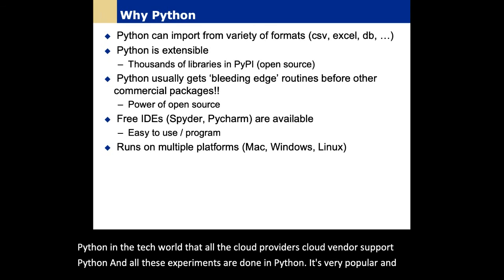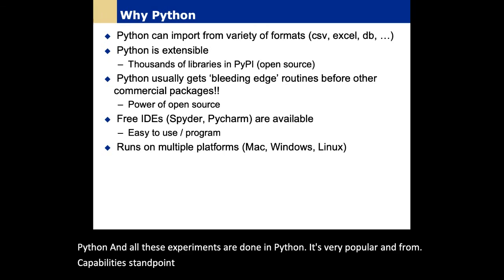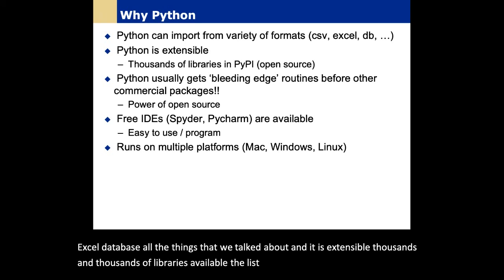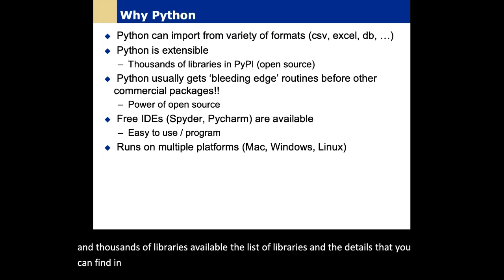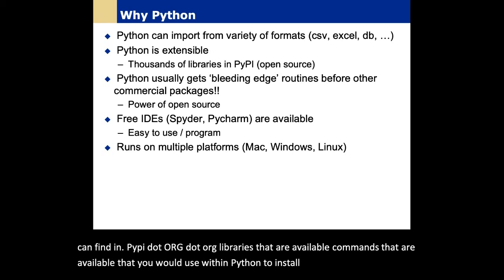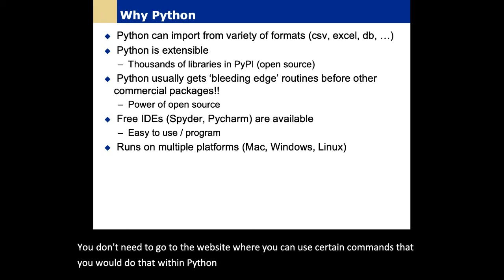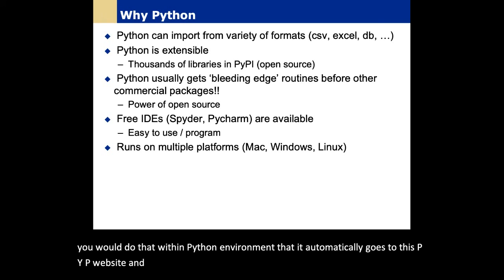And from a capability standpoint, it supports a variety of formats: comma separated values, Excel, database, all the things that we talked about. And it is extensible, with thousands and thousands of libraries available. The list of libraries and the details you can find at pypi.org, where you would see all the libraries that are available. And there are commands that you would use within Python to install them directly. You don't need to go to the website; you can use certain commands within the Python environment, and it automatically goes to the PyPI website and pulls those modules and libraries for you.